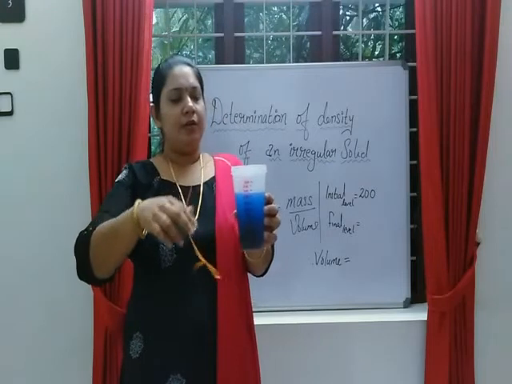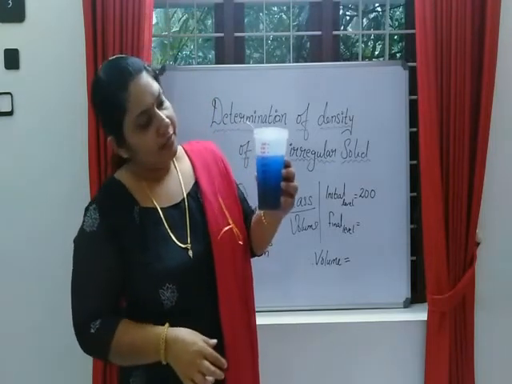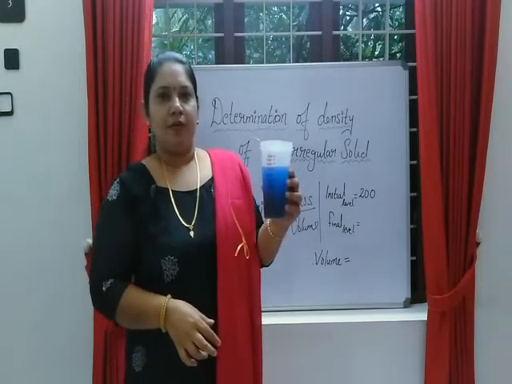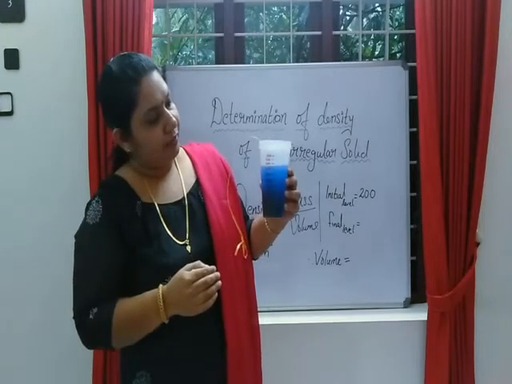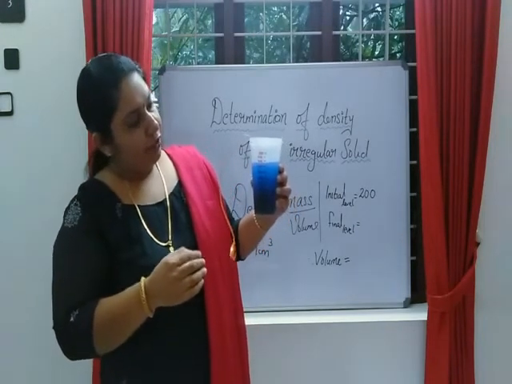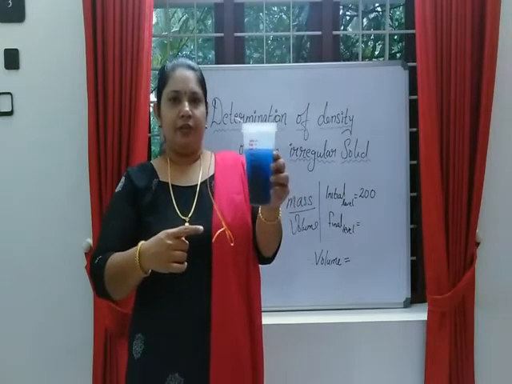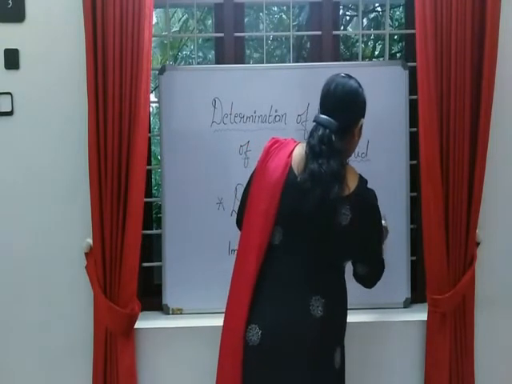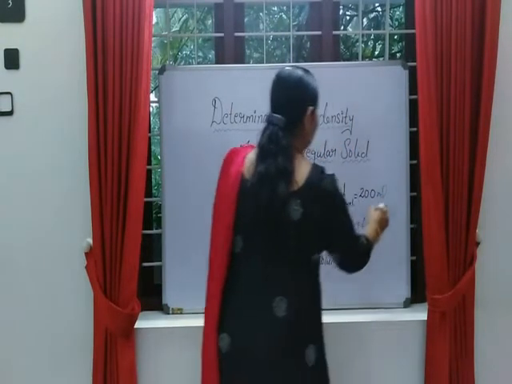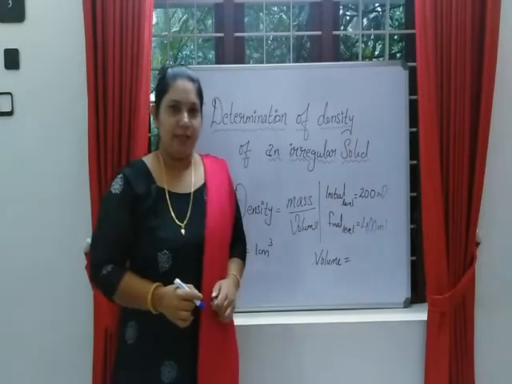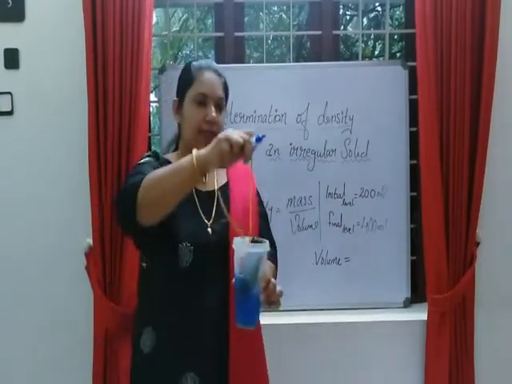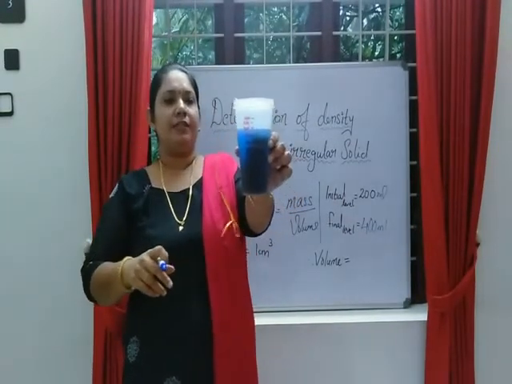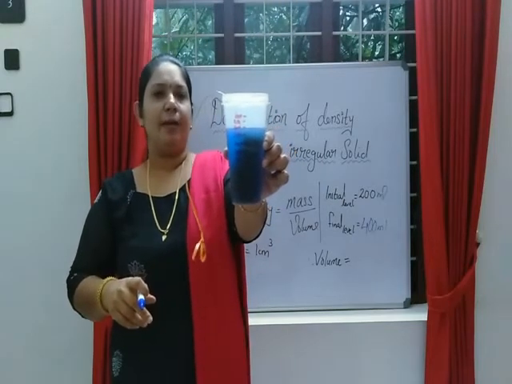Okay, I just drop it. You can see the level of the water rises, and here the measure is around 350. Okay, it is above 350. It will reach around 400. Okay, the level of the water reaches 400. So the final level we can write here, 400 ml. Initially it was 200 milliliter. After immersing this irregular solid, the water level rises and reaches 400 ml. You can see it? It is 400 ml.